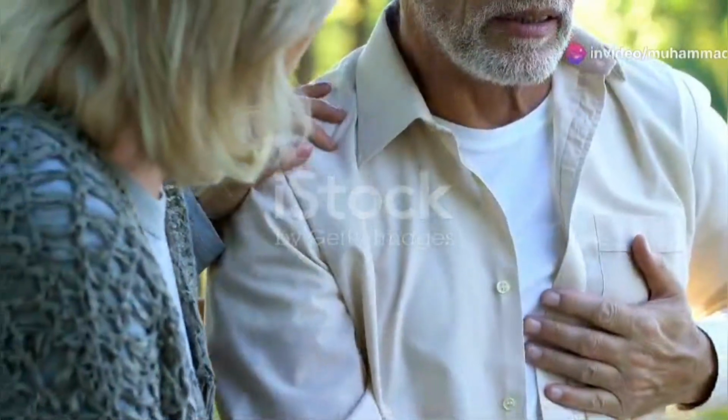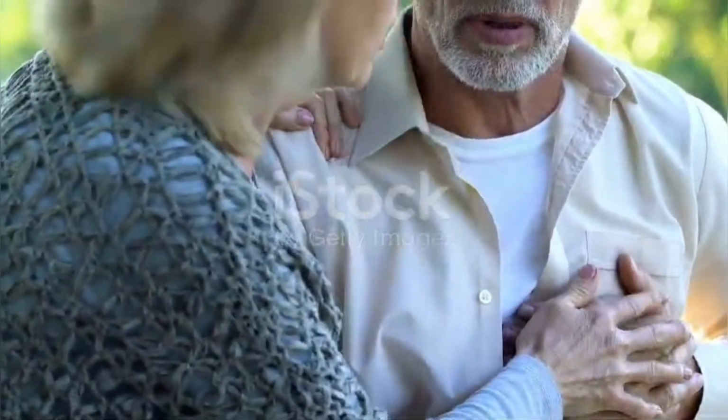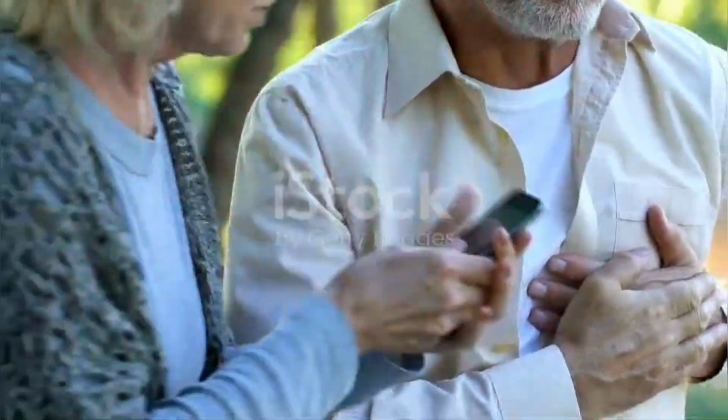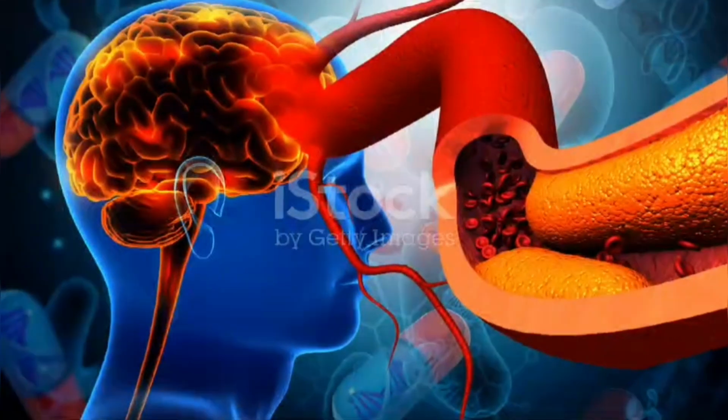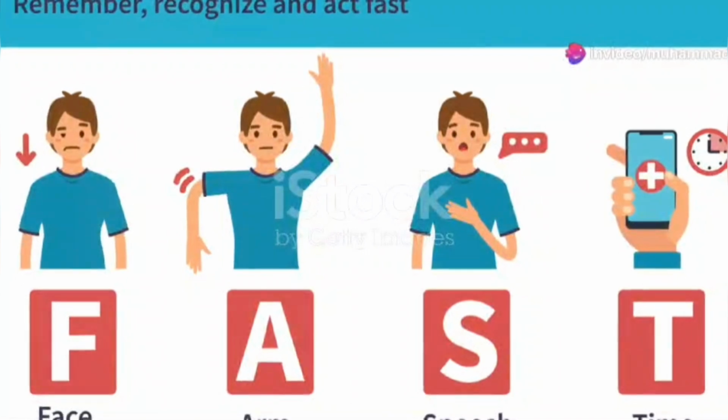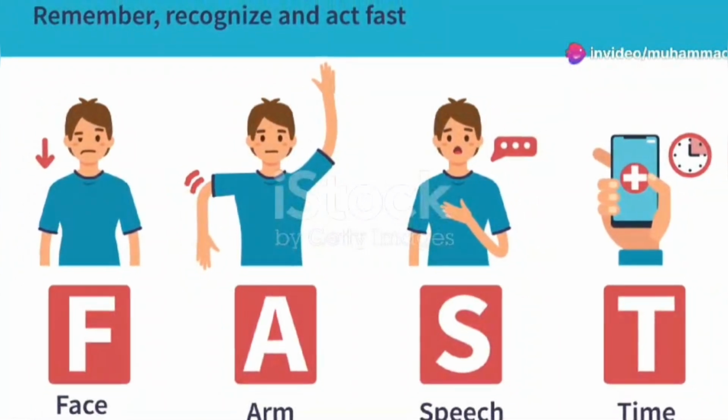Section 5. Recognizing the symptoms of stroke. Stroke symptoms often appear suddenly and without warning. Recognizing these symptoms is critical for prompt action. The most common symptoms can be remembered with the acronym FAST.